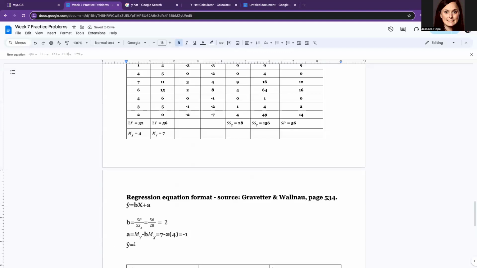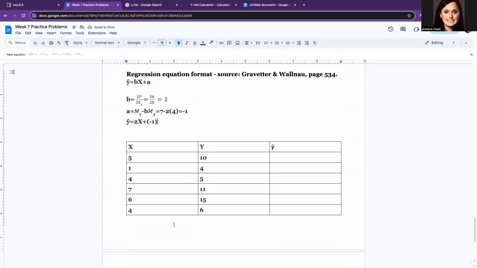So when you see that it's asking you for y hat, this is not going to be a number, this is going to be an equation. So you're wanting this, but you have the b and the a now. So you say y hat equals b, which is 2x, and then plus a, which is -1. Okay, so now you have your regression equation, and you just have to do the predicted y values with each of these numbers.